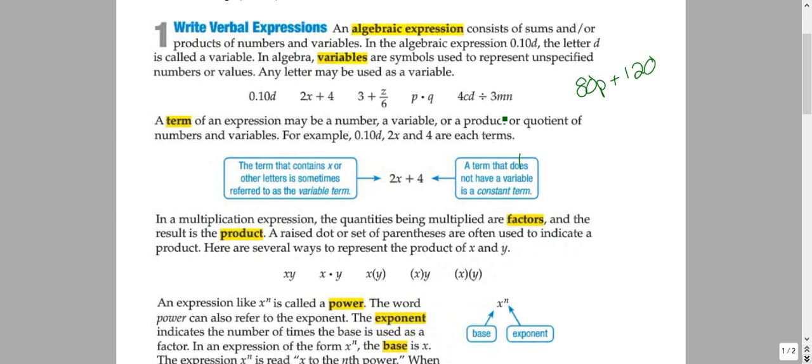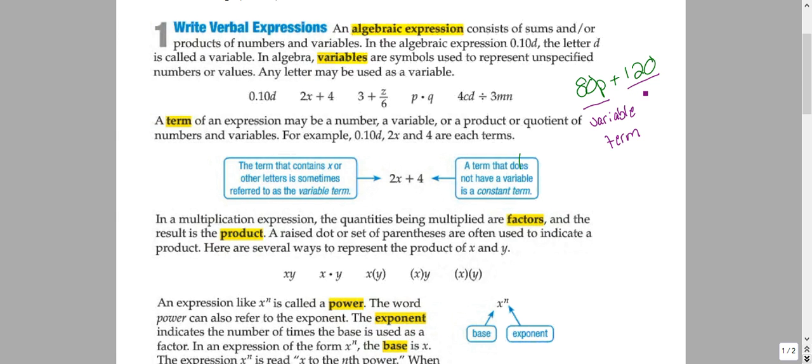Again, they give different kinds of examples down here as well. This next vocab word is called a term. A term of an expression may be a number, a variable, or a product or quotient of numbers and variables. So when we look at our expression, we actually have two terms. If we look at 80 times p, this is the product of a number and a variable. This term right here is actually called a variable term because it has a variable in it. A term can also just be a number. So if you look at 120, it's its own term as well.